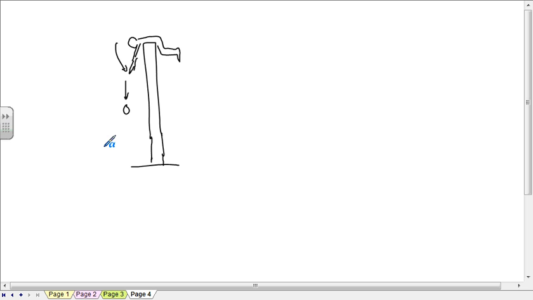Okay, so what's going to be time equals 0? Yep, the instant it's released. What's going to be time final? Yep, instant it hits the ground.